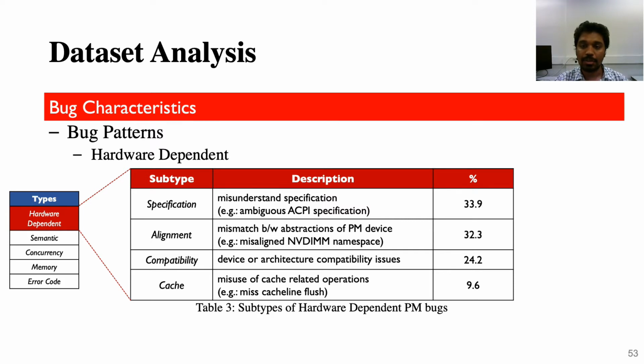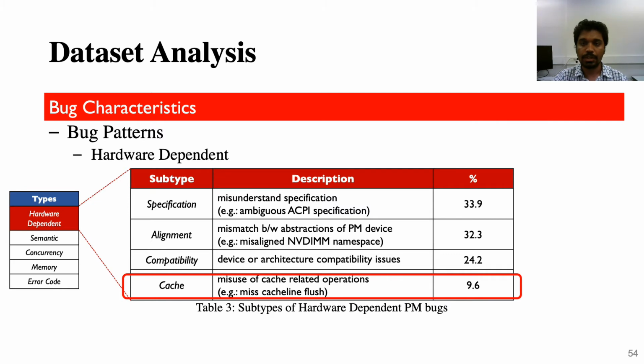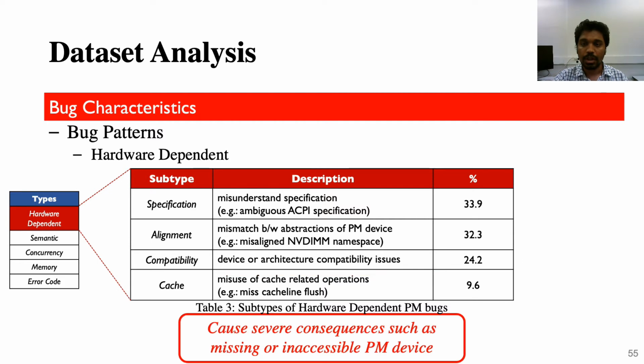Alignment bugs occur due to mismatch between abstractions of the PM device. Device or architecture incompatibility causes compatibility issues, and cache bugs occur due to misuse of cache-related operations. Misusing cache-related instructions has been the focus of many existing PM bug detection tools. But we find that this issue is not as common as other subtypes in our dataset. Overall, hardware-dependent bugs may cause severe consequences such as missing or inaccessible PM devices.